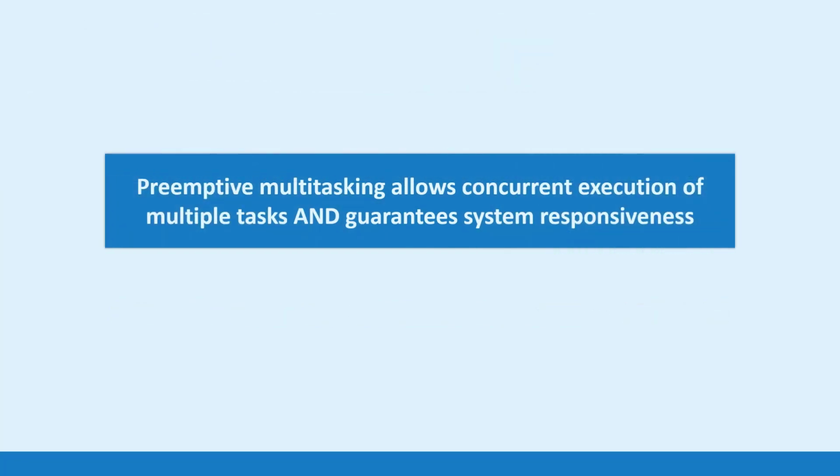The advantage of preemptive multitasking is that it allows concurrent execution of multiple tasks, just like a cooperative multitasking system, but in addition, it also guarantees that the system remains responsive irrespective of what individual tasks do. So, for example, you might have a poorly written program that contains an infinite loop, and this program wants to claim the entire CPU to itself for eternity.